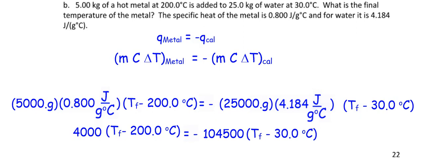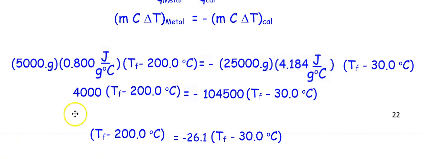So what did I do after that? I divided both sides by 4,000, okay? So I only had to distribute once on the other side. Why did I decide to divide both sides by 4,000? So I get a number bigger than 1 on the other side. So whichever number out in front is smaller, divide that by both sides. So now I have final temperature minus 200 is negative 26.1 times this value.